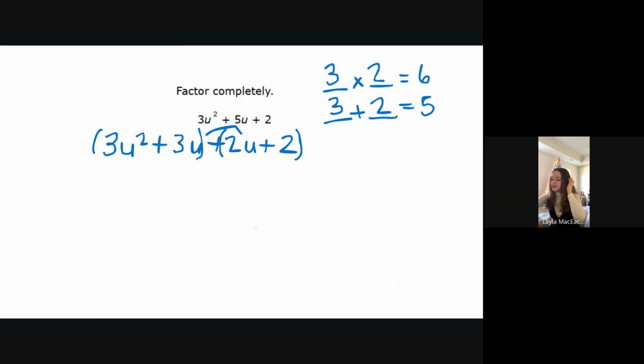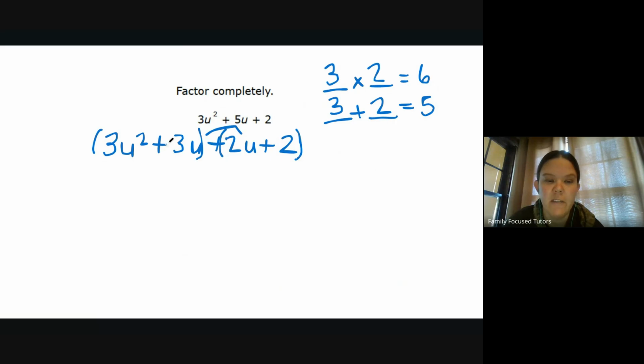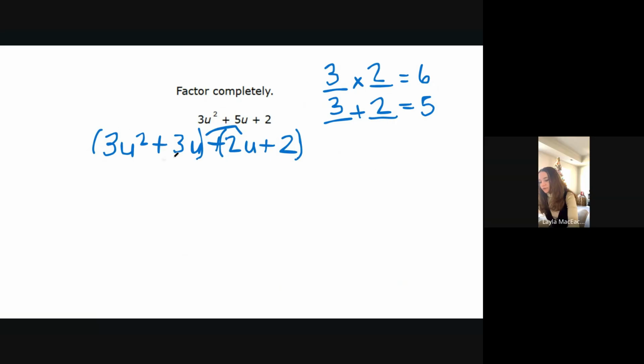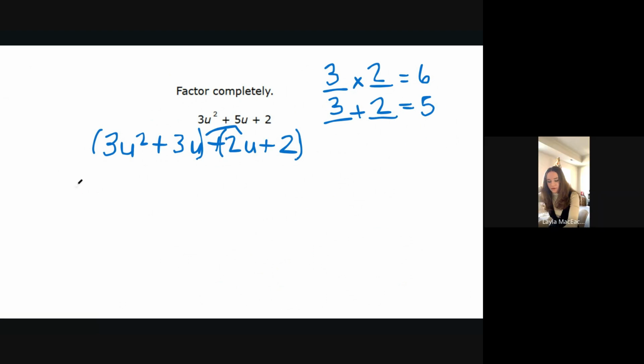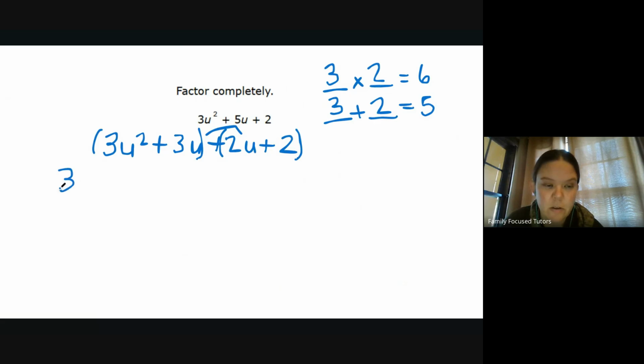Now we can see what we can factor out of the first set of parentheses. What do they have in common here? A u. What else do they have? A 3. Yes, so we can take out a 3u. And when we take that out, we're really dividing. So 3u squared divided by 3u is what's left over.